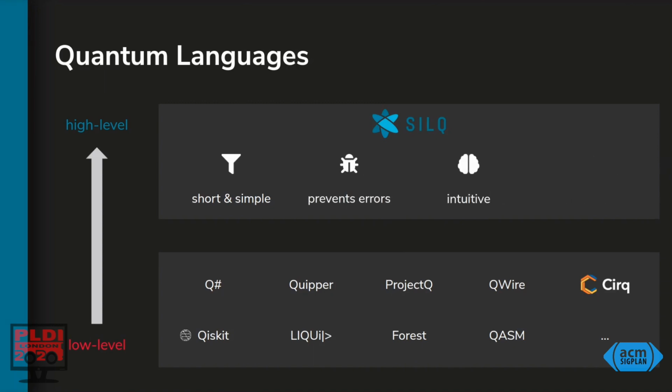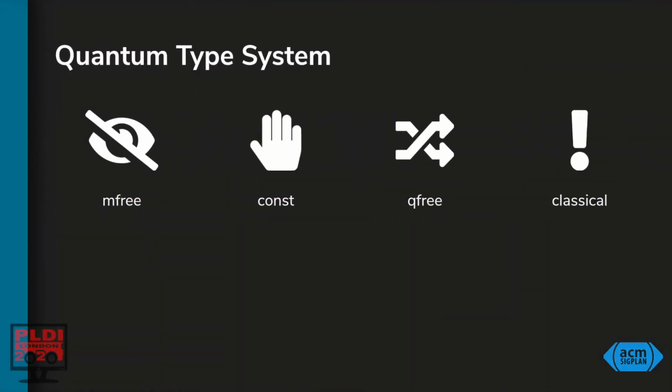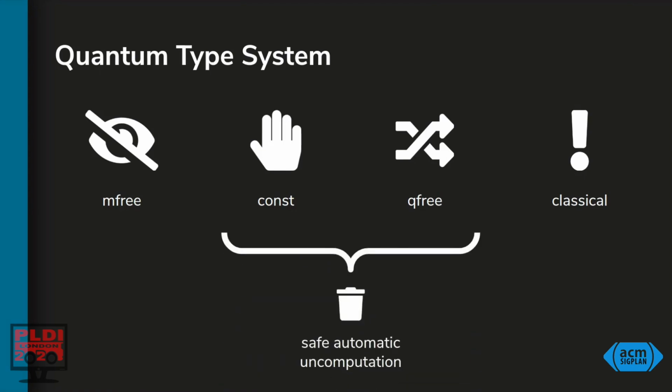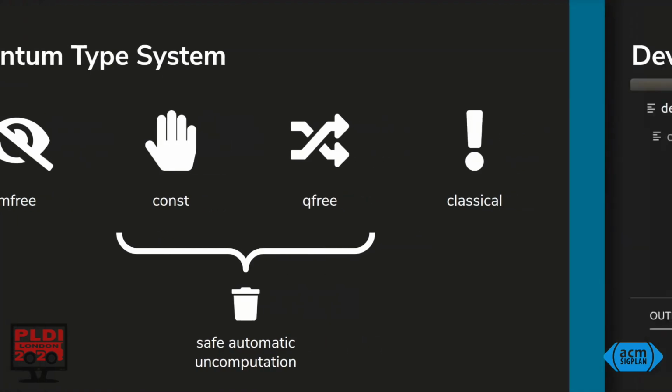according to an intuitive semantics that follows the laws of quantum physics. Silq's key technical novelty is a quantum type system that captures important aspects of quantum computation and enables safe automatic uncomputation, a fundamental challenge in existing quantum languages.